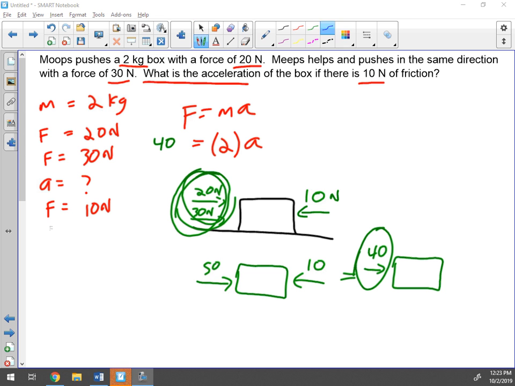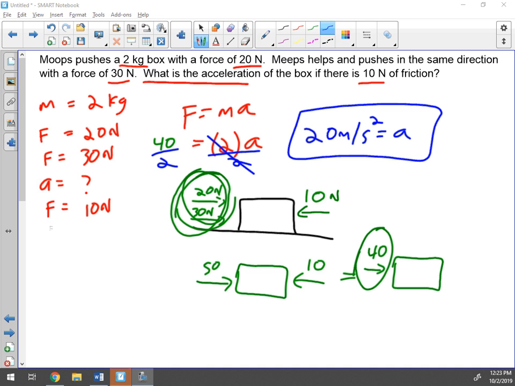And the last step, I'm going to divide both sides by 2, and 40 divided by 2 is 20 meters per second squared for our acceleration. And that is the answer to the first one. Let's take a look at a different problem.